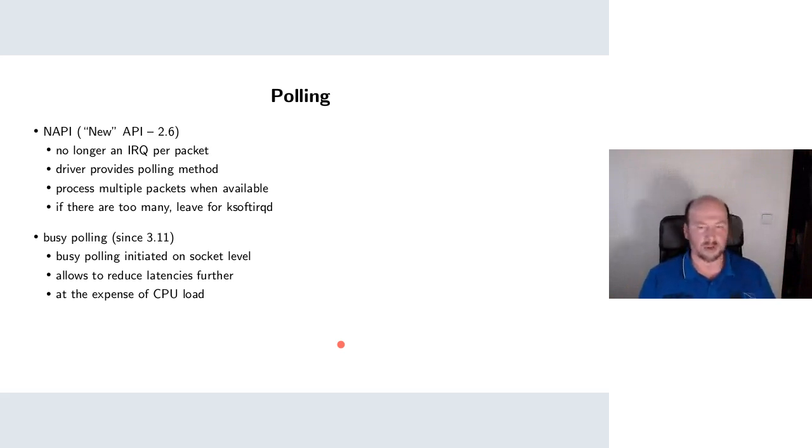Another similar feature is busy polling, which is done on the socket level, where the application can indicate that it prefers extremely low latency, so that it's polling for more packets even if there are none in the incoming queue. Of course, that comes at the expense of higher CPU load, so it's used only for specific applications. This was introduced in the 3.11 kernel.